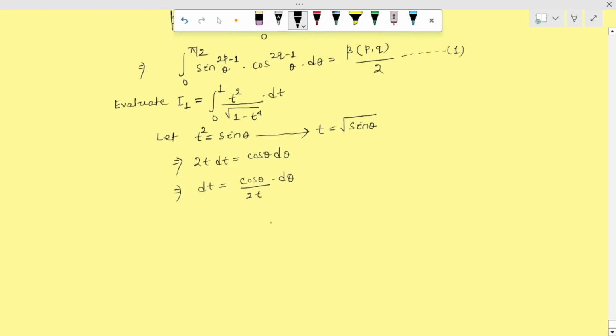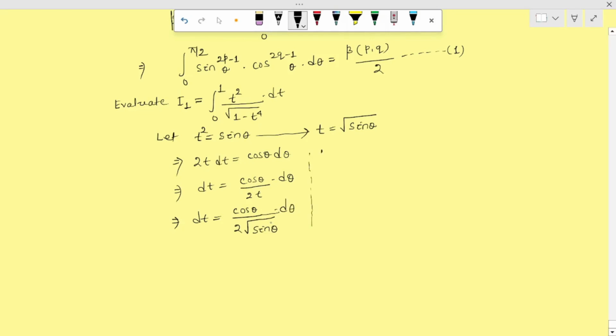That implies dt, finally we found, is cos theta by 2 into t. The t value is how much? Root over of sine theta. Here you just write that one, root over of sine theta d theta. So we found the dt value.